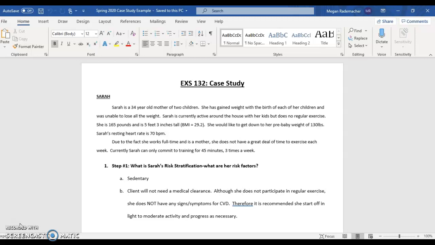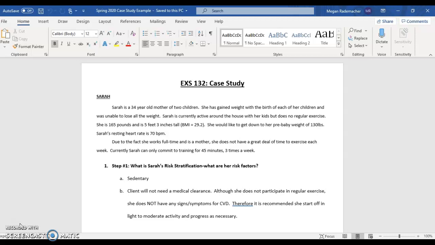Sarah's resting heart rate is 70 beats per minute. Due to the fact that she works full-time and is a mother, she does not have a great deal of time to exercise each week. Currently, Sarah can only commit to training for 45 minutes 3 times a week.